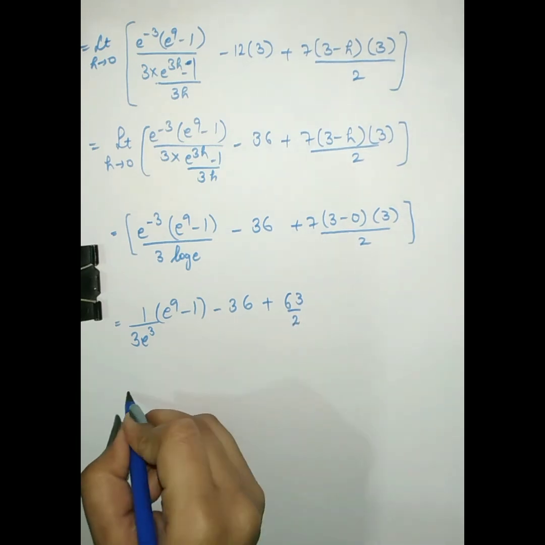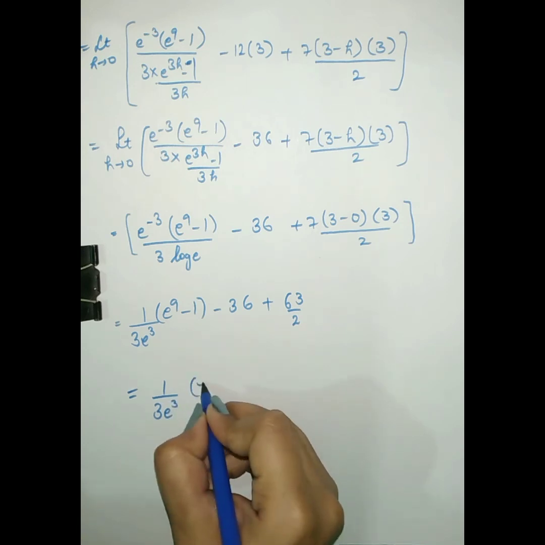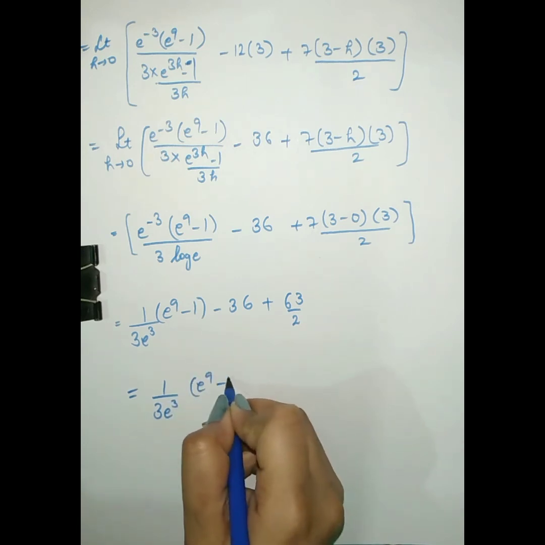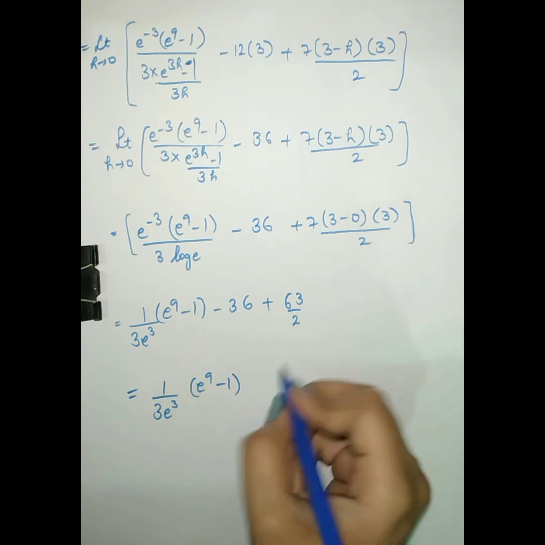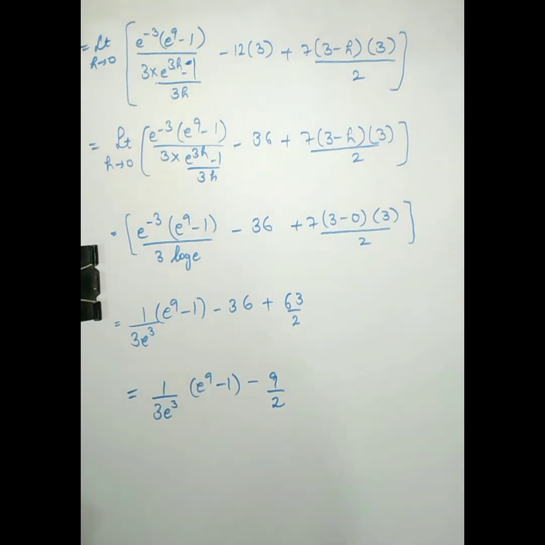That means here we get 1 upon 3 e raised to the power 3 into e raised to the power 9 minus 1. Then by solving this term it will become minus 9 by 2. So hence this is the solution of the given definite integral.